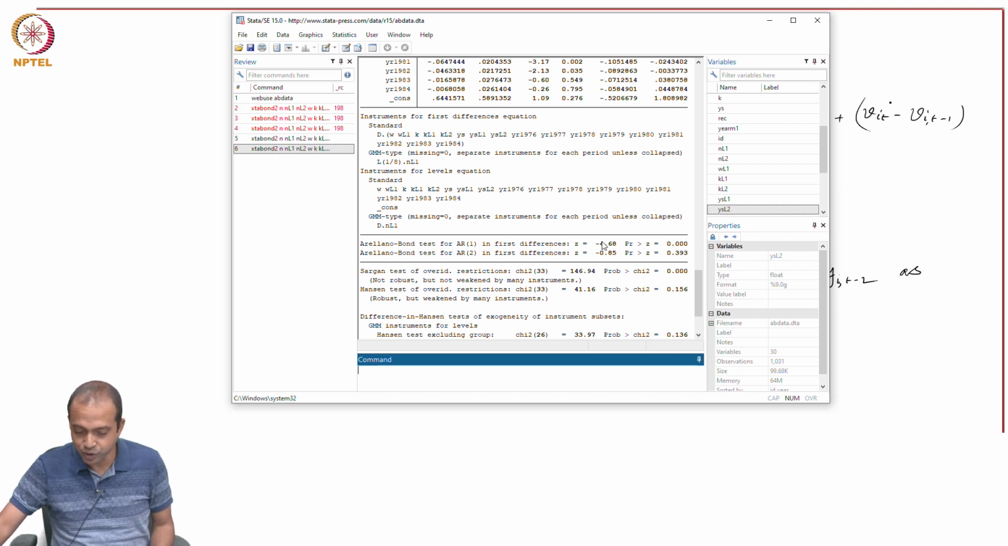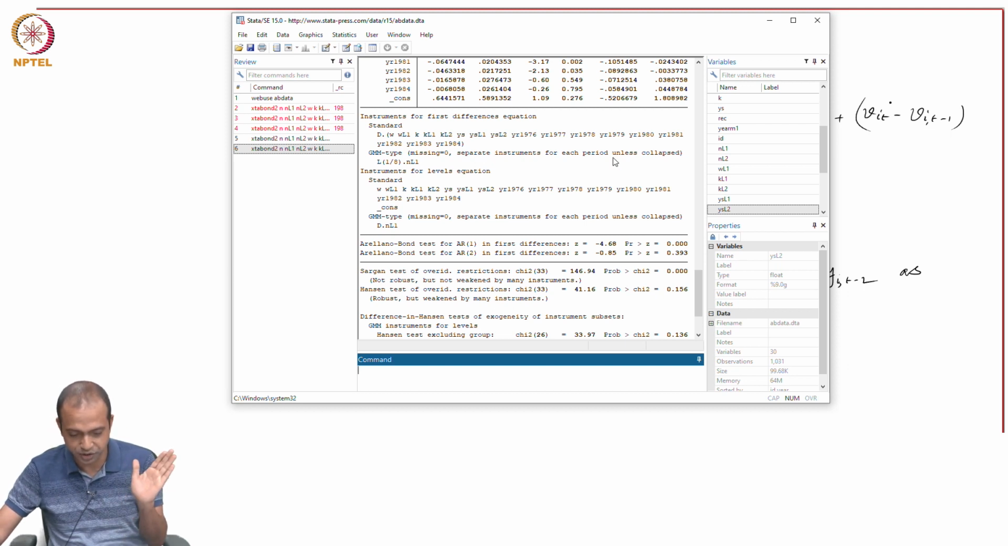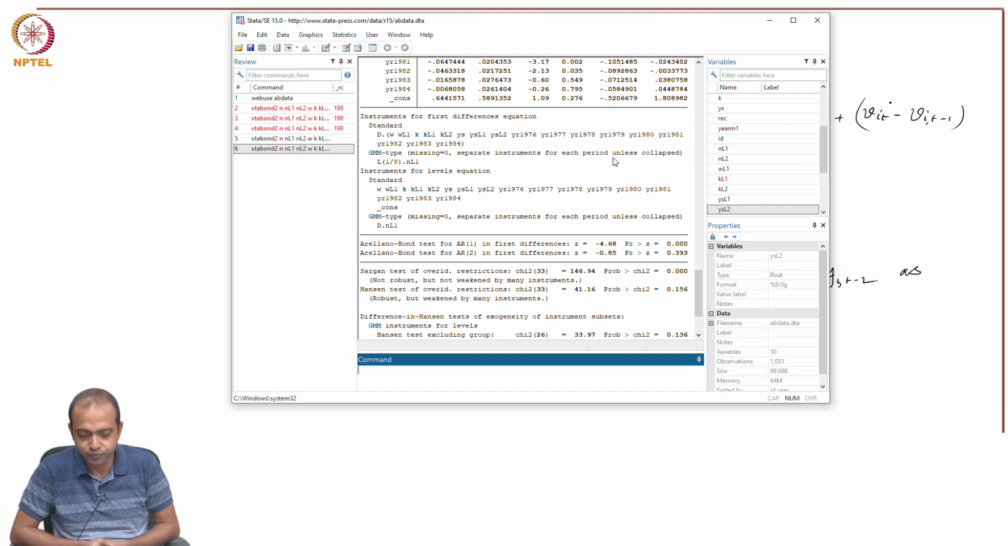What is my AR(1) test? Look at this, the AR(1) p-value is 0.000, which means that I am able to reject my null hypothesis. What is my null? The null is no first-order autocorrelation, which is rejected. So, that means first-order autocorrelation is present in this particular model. But here, the second-order autocorrelation is not there. Those two tests are also given, right? So, these are inbuilt within this xtabond2 command, all right?